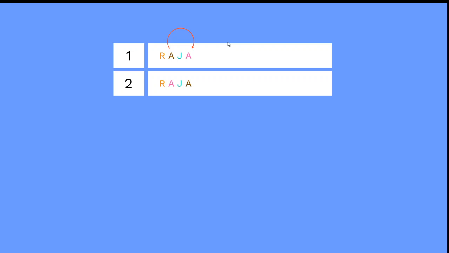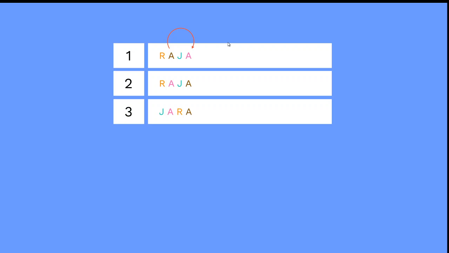But guys, remember permutation has an order. So if I give you R, A, J, A, four alphabets, and if I tell you, please find different ways of arranging these 4 alphabets, this is one way you can arrange them. One way is Raja, another way you can write is Jara. These are different possibilities.